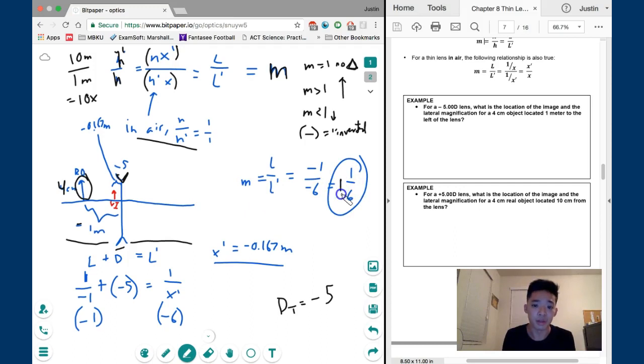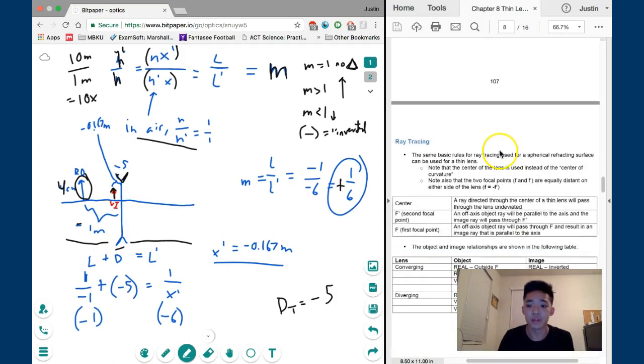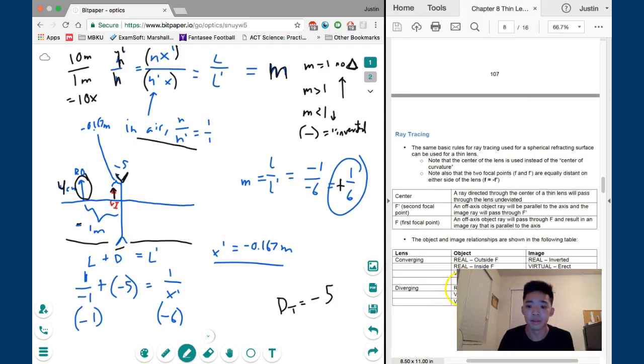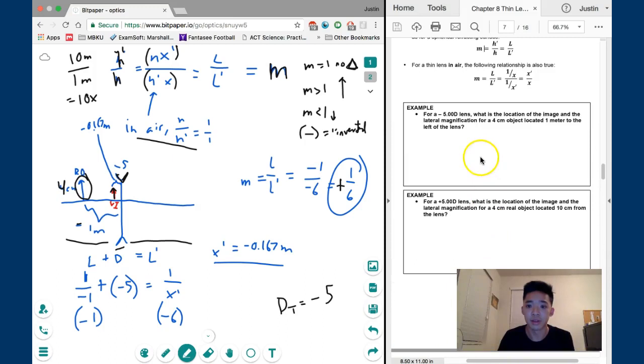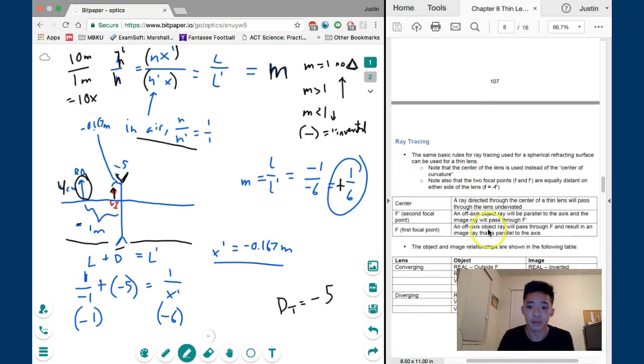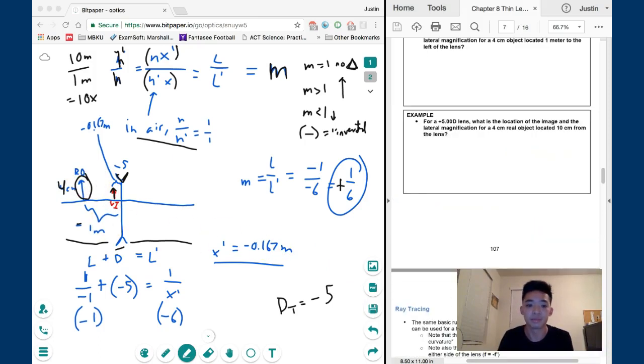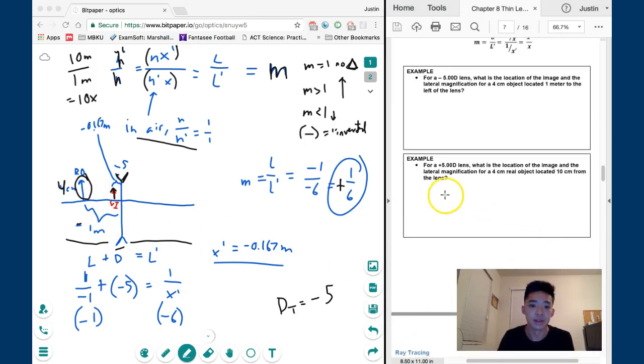I know that because this is a positive value, that's why I drew the VI to be like this and not the other way around. So if you look at the rules over here, we had a real object in a minus lens that causes a virtual and erect image, no matter where the real object is. So this confirms it. And that is problem number 1.